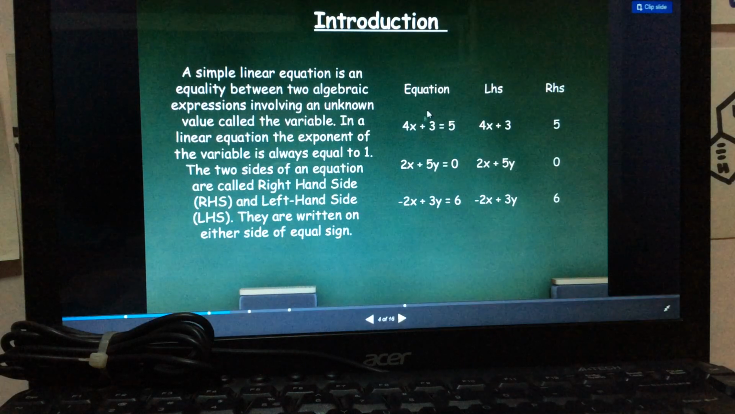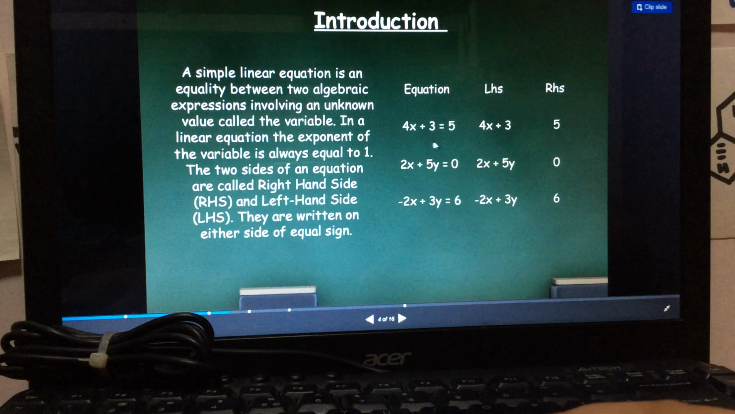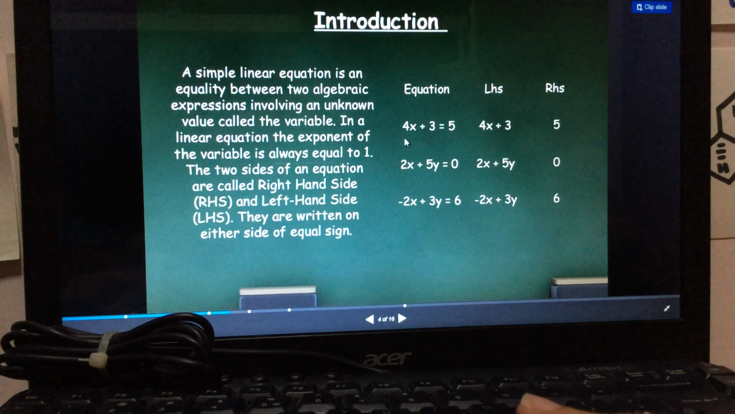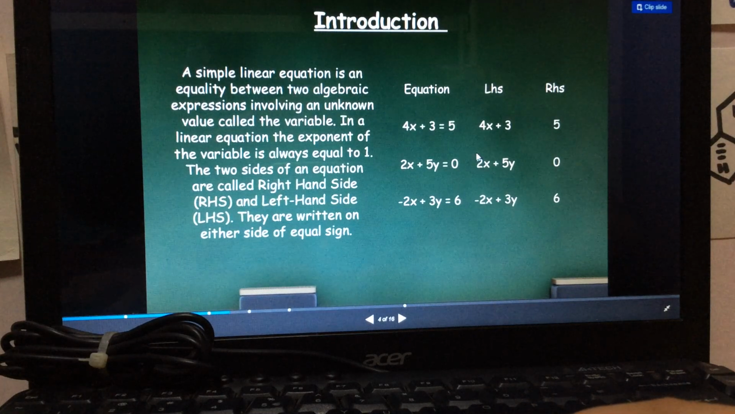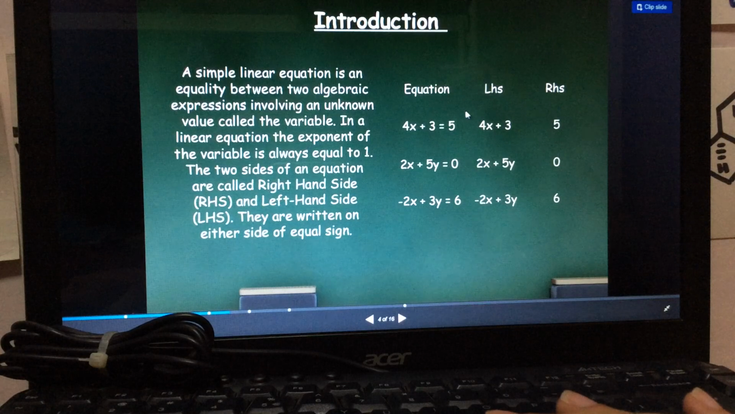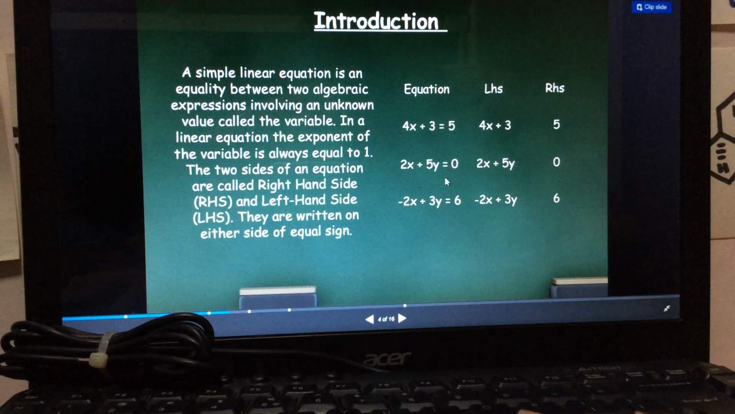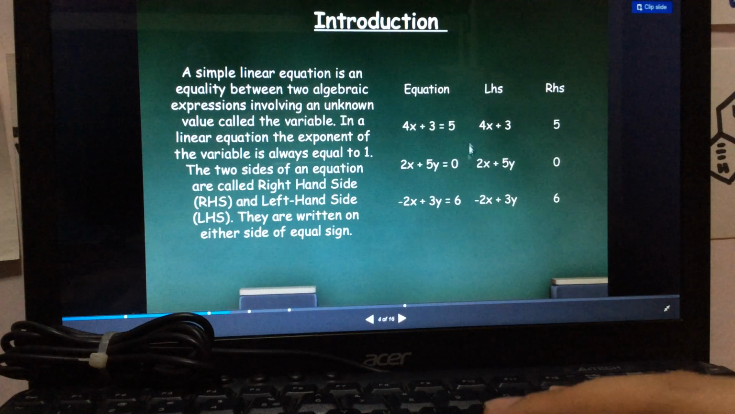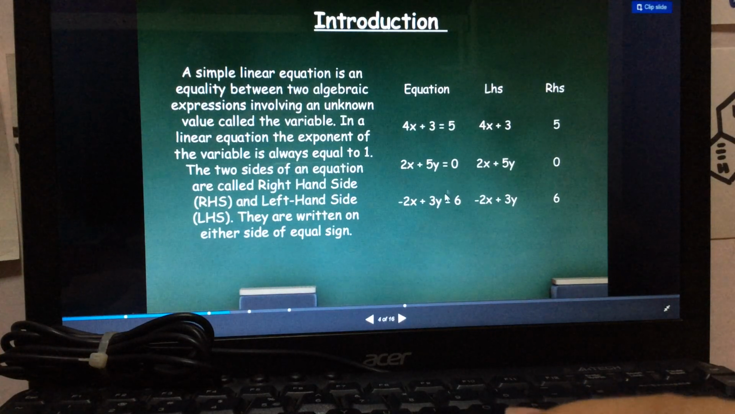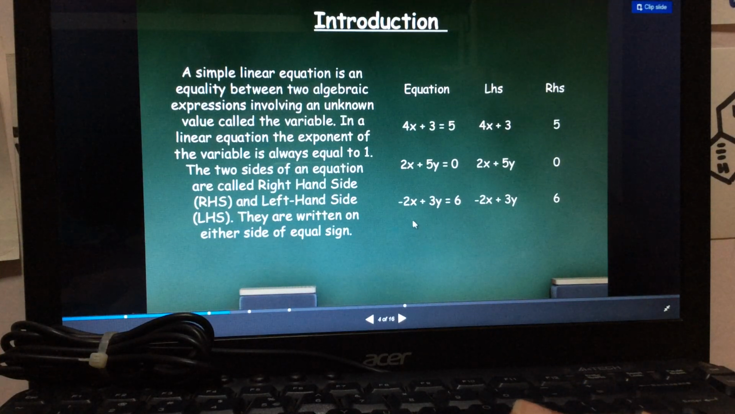So, for example, 4x plus 3 equals 5. The left-hand side is 4x plus 3 and the right-hand side is 5. Same as number 2: the left-hand side is 2x plus 5y and the right-hand side is 0. And number 3, the left-hand side is 2x plus 3y and the right-hand side is 6.